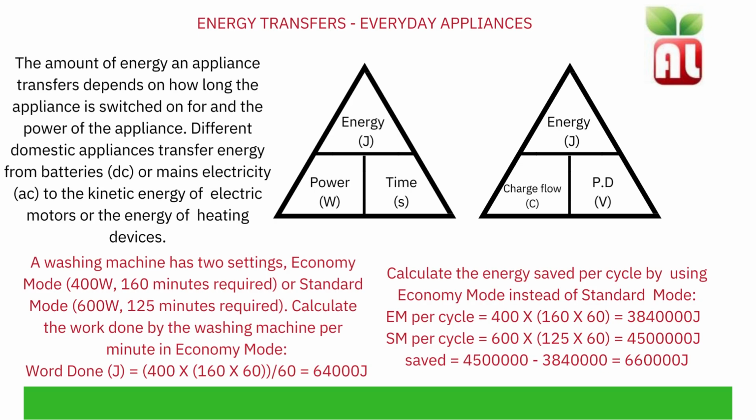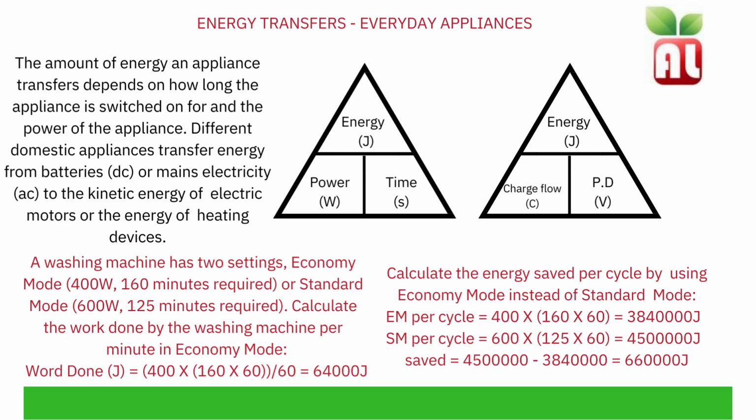Calculate the energy saved per cycle by using economy mode instead of standard mode. Economy mode per cycle. The energy transferred is 400 watts times 160 by 60 to get our time into seconds, giving us a total energy transfer of 3,840,000 joules. The standard mode per cycle is 600 watts times 125 minutes by 60 to convert into seconds, giving us an answer of 4,500,000 joules. Subtracting these values gives us the energy saved.